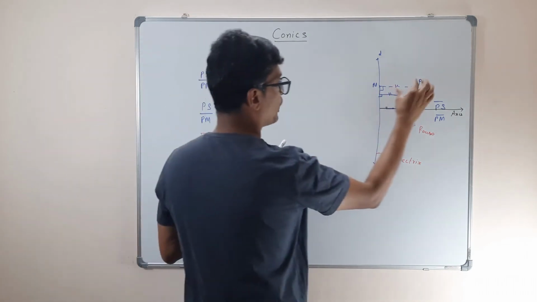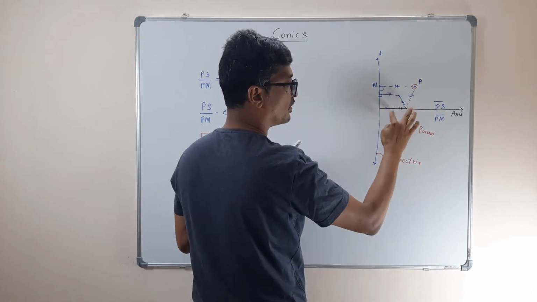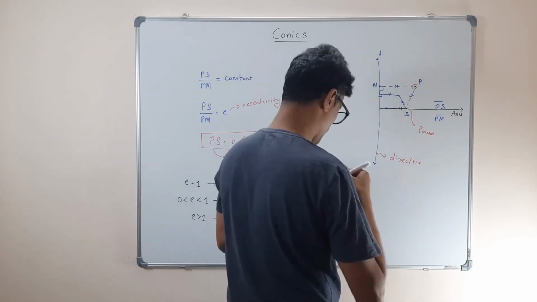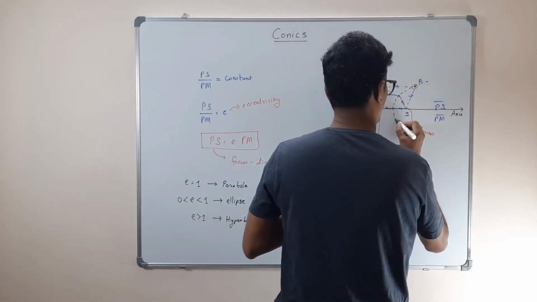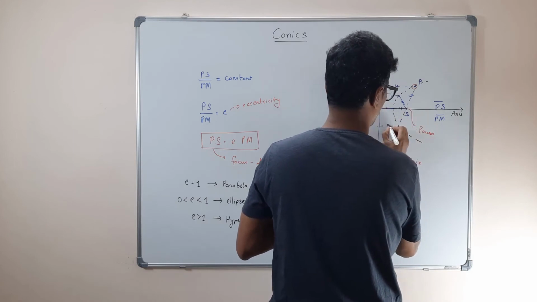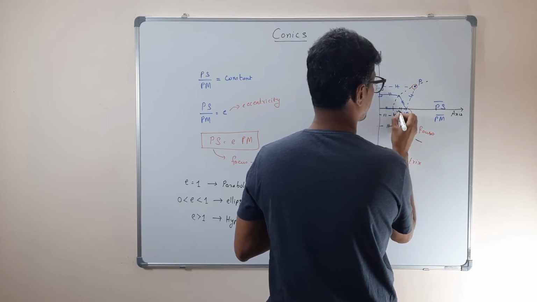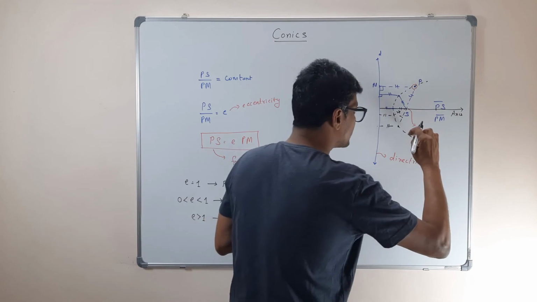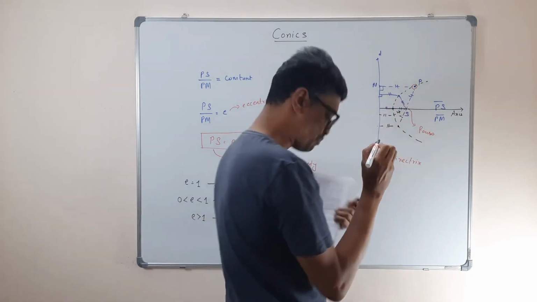So that means PS equal to PM. Now we put all the points starting from here. You got it? Let me draw it with a dotted line, something like this. All these points will have the property that this and this are equal. All these points will have the property that this line and this line are equal, because E is equal to 1. Now this intersects your axis at some point.